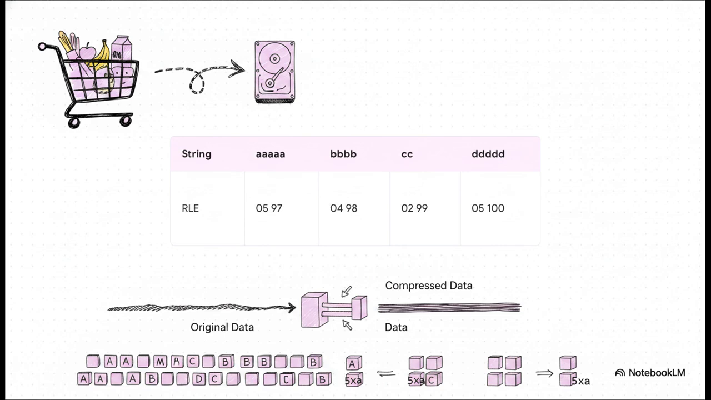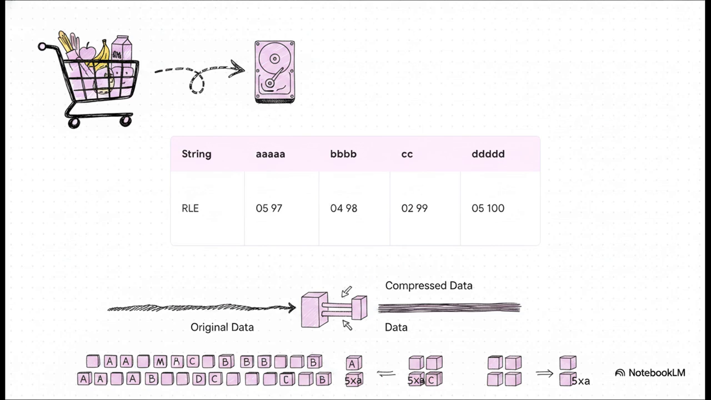A great analogy for RLE is thinking about how you'd write a grocery list. Take a look at the raw string of characters on screen. Instead of writing out a string of identical adjacent data like apple, apple, apple, RLE uses an indicator value to simply say 3 apples. In our example, we have 5 A's, 4 B's, 2 C's, and 5 D's.